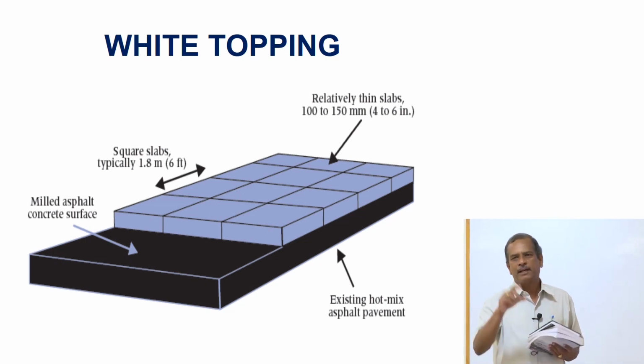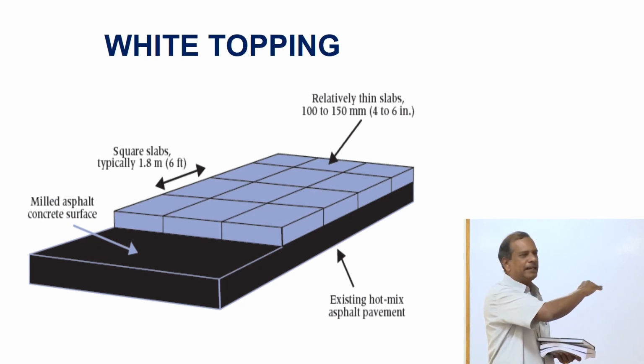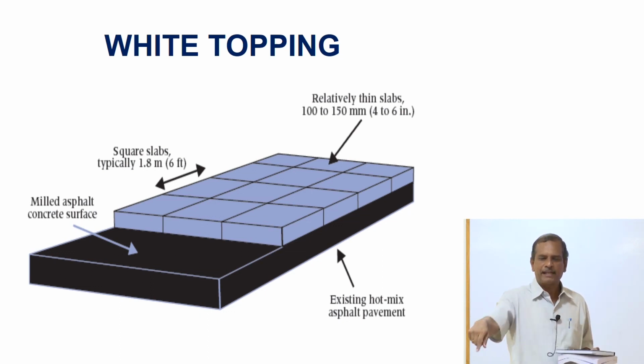At this point of time, there are 3 types of void topping. One is thin void topping, where thickness varies from 100 millimeter to 200 millimeter. Ultra thin void topping, which is less than 100 millimeters. So here again, if you want to have thin layers, you have to ensure a bond between the bituminous layer. So here again, as the thickness becomes less, the size of the panel also becomes less.